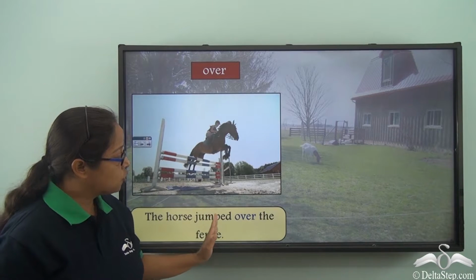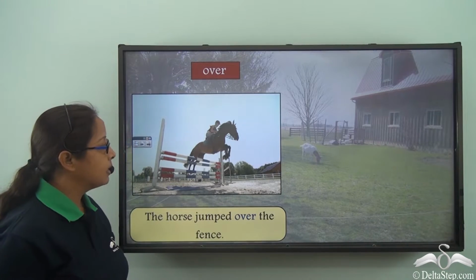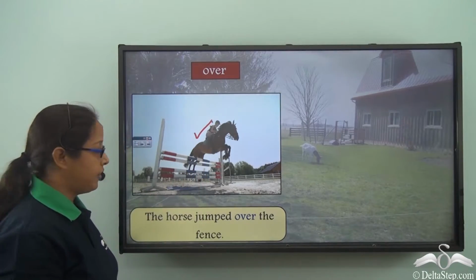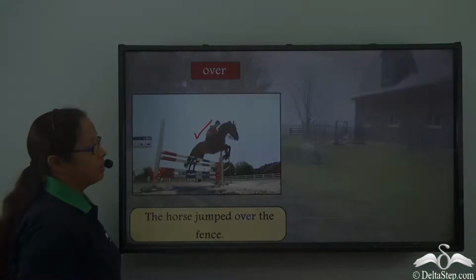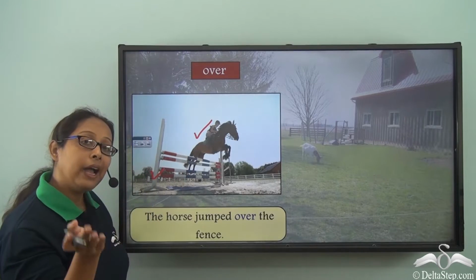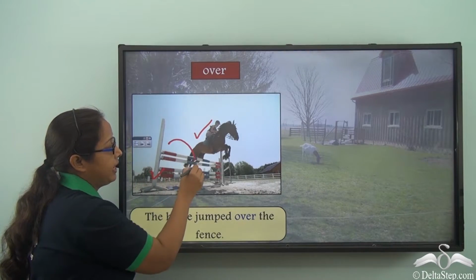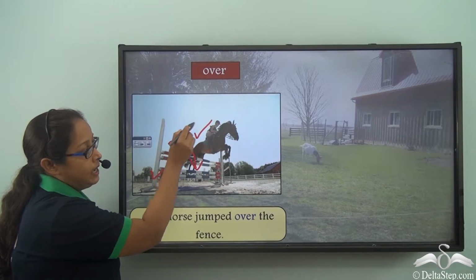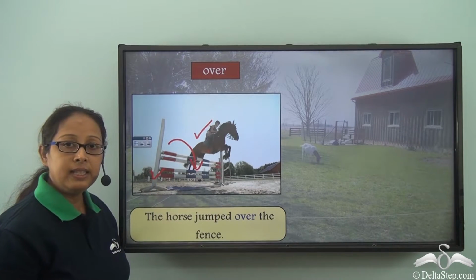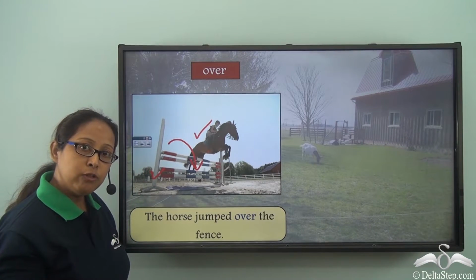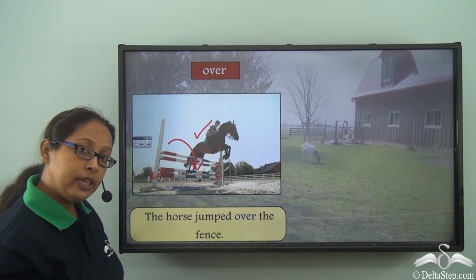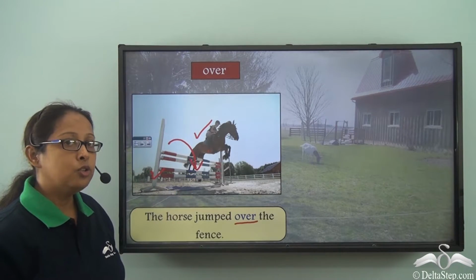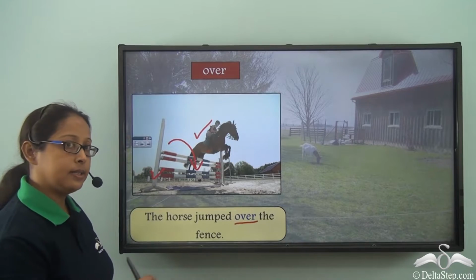The horse jumped over the fence. So, where is the horse? Here. Where is the fence? Here. The horse is jumping higher than the fence. Again, we are talking about this horse being on the other side and it is jumping over to the other side. There is some amount of motion involved. So what will be used? We are going to use the preposition over to show that very clearly in our sentence.